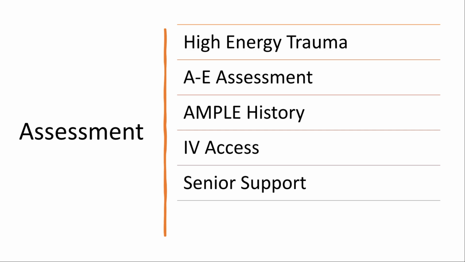For these patients, it's important to take an AMPLE history. If you don't know what this is, it's a short history of allergies, medications, past medical history, last time they ate, and the event, to make sure that you get the history within the time constraints. Getting IV access is important because you'll need to give IV antibiotics early, and getting a senior involved if this hasn't been a trauma call.